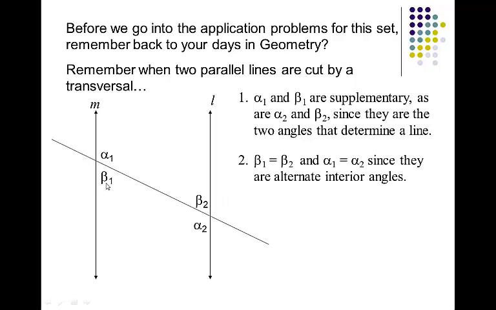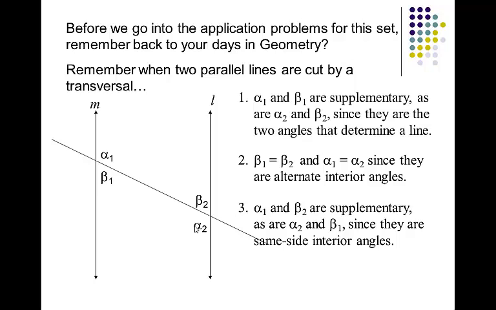We would say that beta 1 and beta 2 are equal to each other because they are alternate interior angles of 2 parallel lines cut by a transversal. For the same reason, alpha 1 and alpha 2 are congruent to each other, or equal to each other, because they are alternate interior angles of 2 parallel lines cut by a transversal.